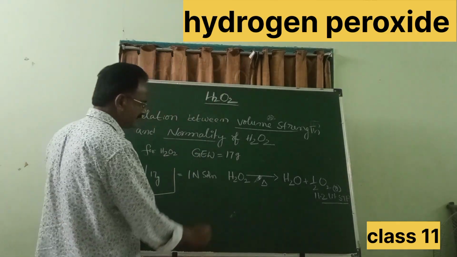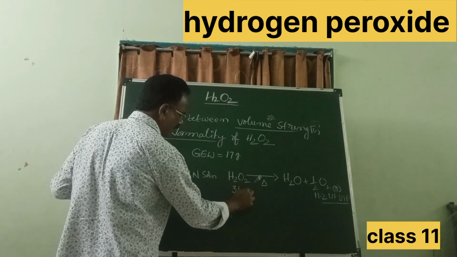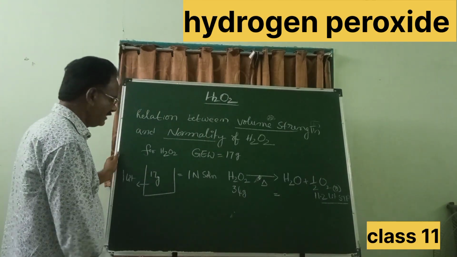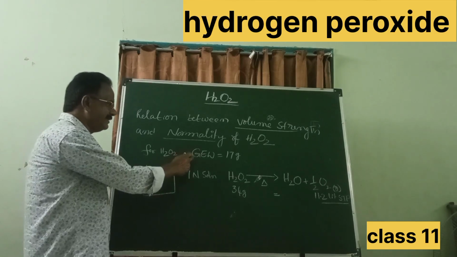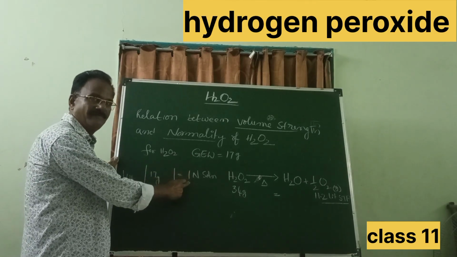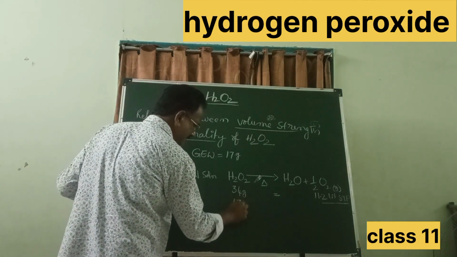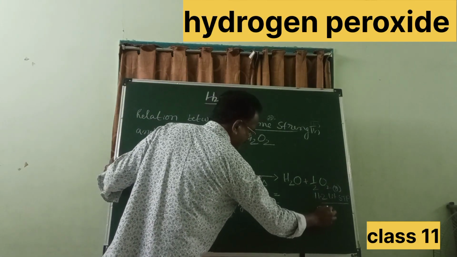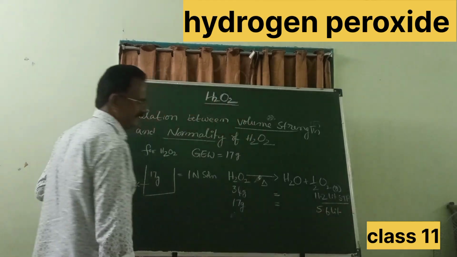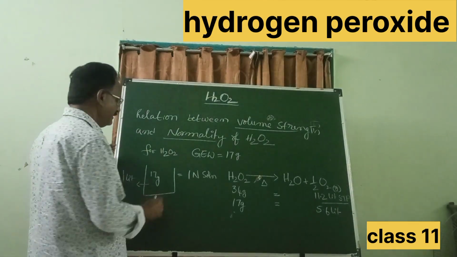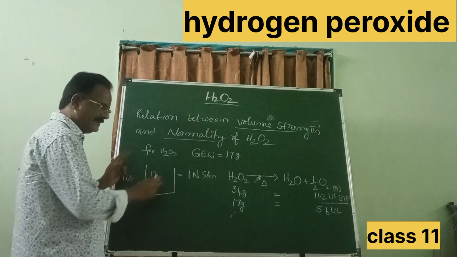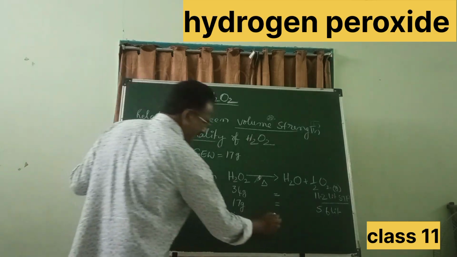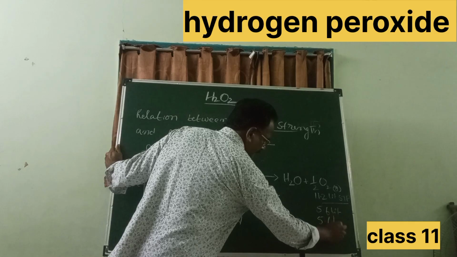Okay. How much H2O2 is decomposing here? If 34 grams decompose, 11.2 liters of oxygen will be released. Is it clear? But how much H2O2 are we using here? The gram equivalent weight of H2O2, in a 1N solution, which contains 17 grams of H2O2. Okay, half of this, we can get 5.6 liters of oxygen at STP. Is it clear? So, 1N H2O2 can give 5.6 liters of O2.